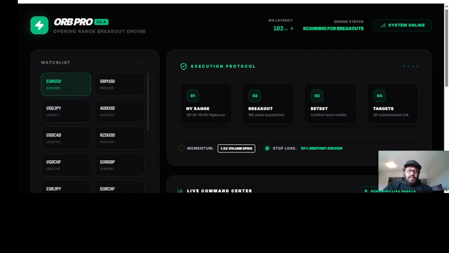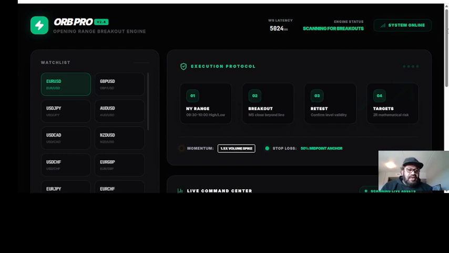Today, what you're looking at here is a trading engine that I've coded, programmed, and developed. I call it the 30-minute Opening Range Breakout Pro. People that trade understand the popularity of the opening range breakout strategy, so I've coded this trading engine to automate the strategy.